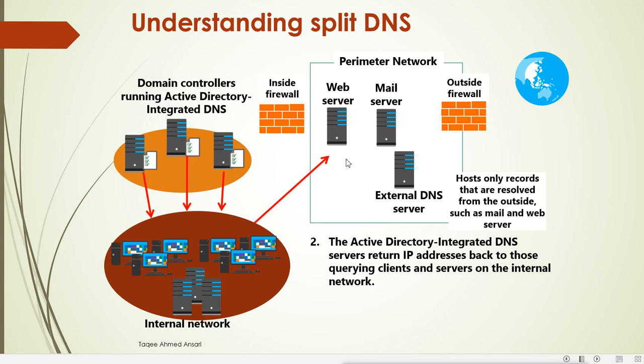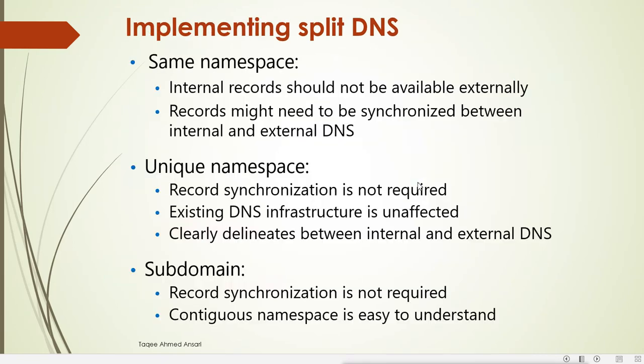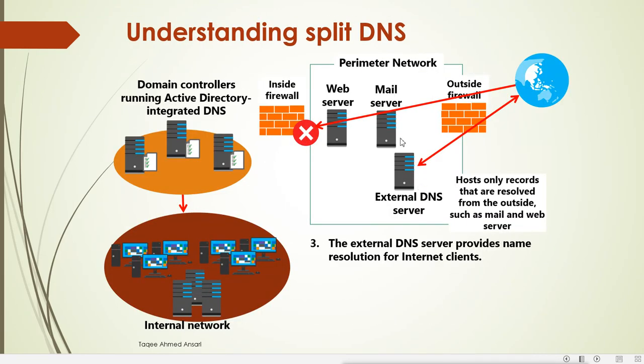It will go to that firewall, which will allow it to go to the outside network. Now the external DNS server provides name resolution for internet clients, and internet clients can resolve the names from the external DNS server. This DNS server will only resolve the names of those perimeter network servers which we have allowed to access from the internet. If anyone tries to get into this internal network from the internet, it is not allowed and it will be disabled on the firewall.